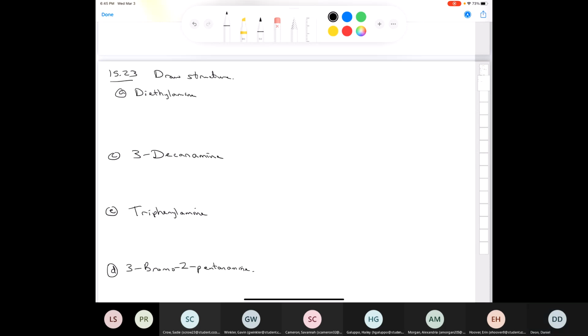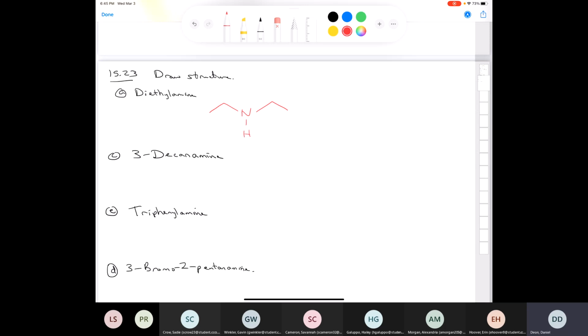All right. Let's take a look at the first one. Yes, we'll take a look at some secondary and tertiary for sure. The first one is diethylamine. So we'll start by putting a nitrogen. It's going to have two ethyl groups. So we have an ethyl group here. We have another ethyl group there. This is a secondary amine. And so there we go, like that.